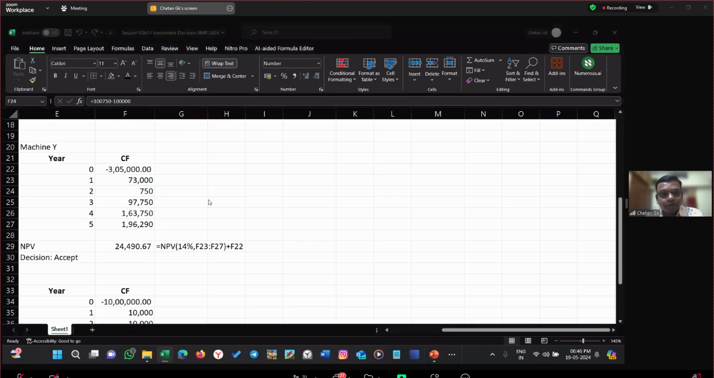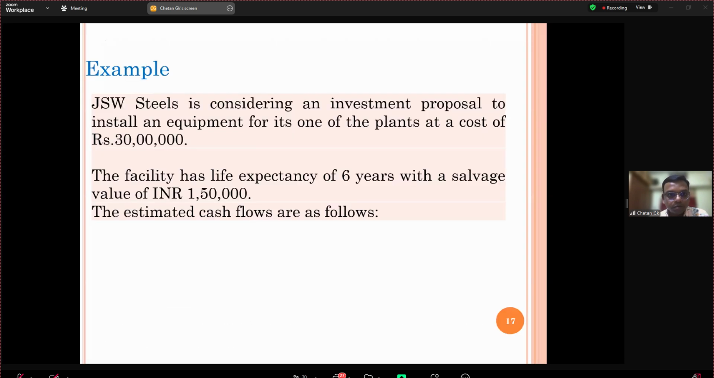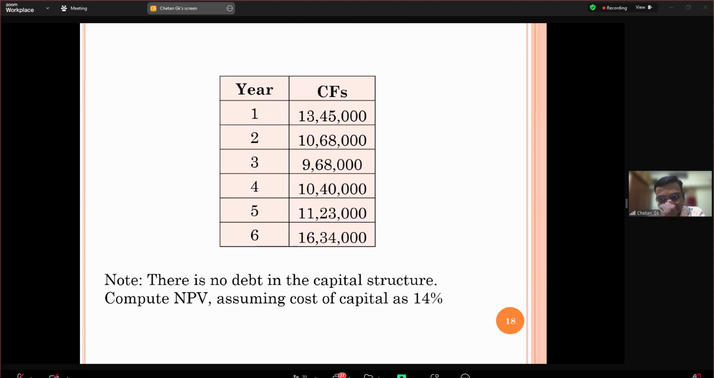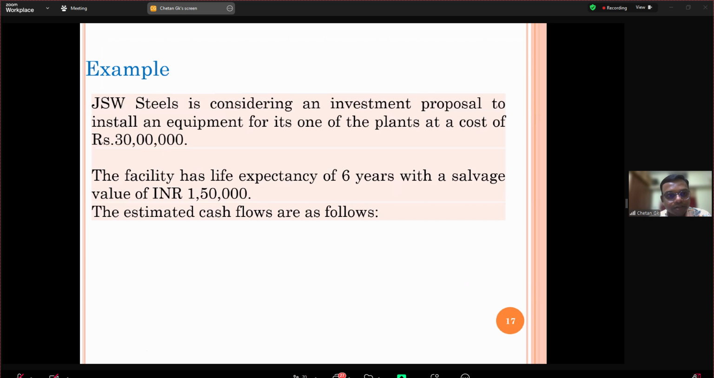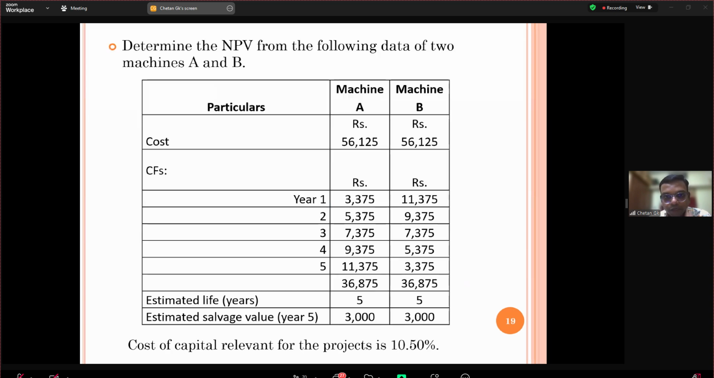So now we are going back to JSW Steels. It is the same problem. Hope everybody must have understood what NPV is now, right? So different numericals, but everything remains the same. Okay, so you can do this, I guess. There is one more problem. You can do this later on.